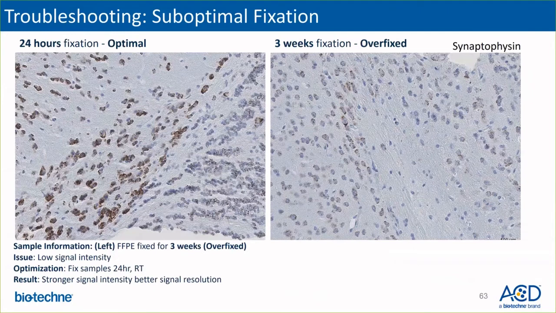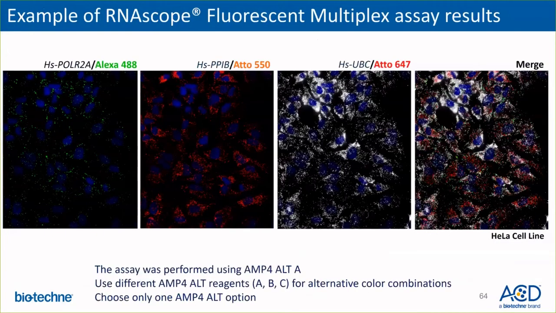Shown here to the right is an image of RNAscope performed on a sample that was fixed for too long. And as you can see, the signal is very weak. And hence, we highly recommend fixing samples as per our recommendations. When the multiplex fluorescent RNAscope assays are successful, you should see images like the ones shown here. This is using the AMP4 Alt-A option and was performed on HeLa control cell pellet with the human 3-plex positive control probes.